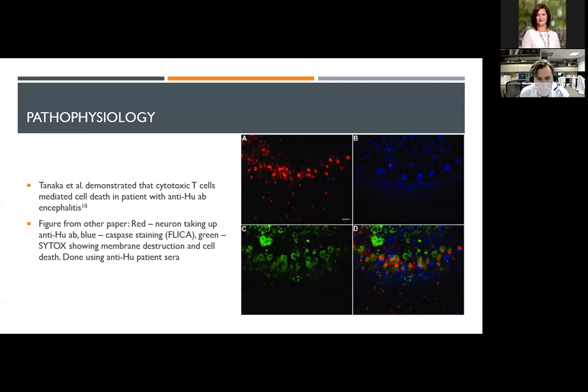So this is kind of demonstrating that you actually get T cell mediated cell death when you apply the anti-Hu antibodies to neural tissue. This was done in rats, not in people, but they were able to show that it is a direct result of that. So all of this supports that general scheme we have, that antigens in the tumor lead to immune attacks against the nervous system. And that's the basic model we use to think about these disorders and to go about diagnosing and treating them.